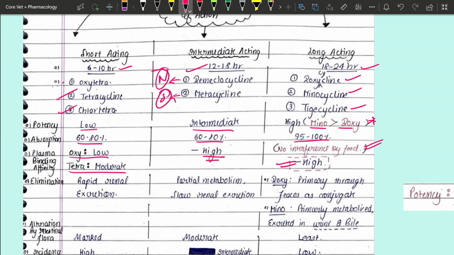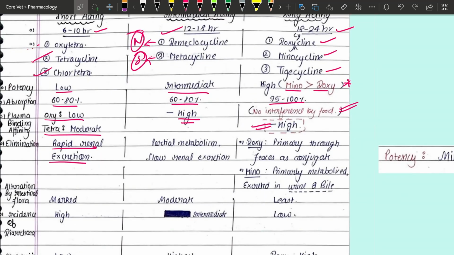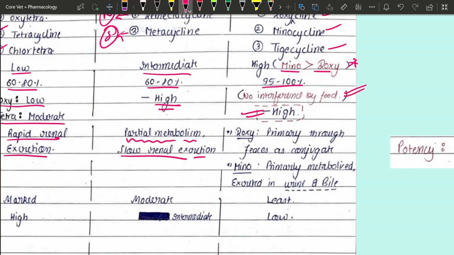If we talk about elimination, for the short acting it's rapid renal excretion. Okay, and in the intermediate acting, there is partial metabolism of the drugs and slow renal excretion. Now the important point regarding the long acting, if we talk about doxycycline: the major route of excretion for doxycycline is not renal or urinary. What is it? It is excreted in the feces, right?